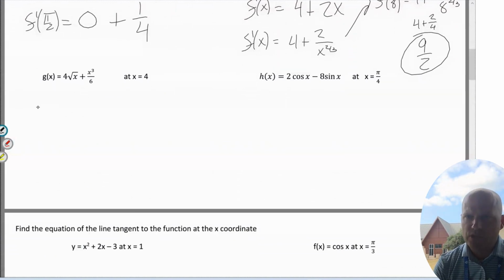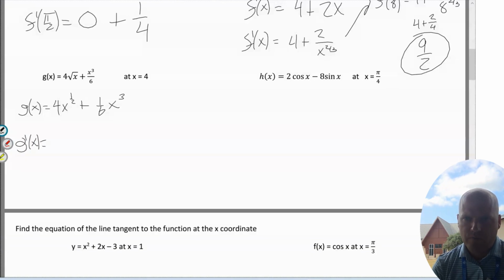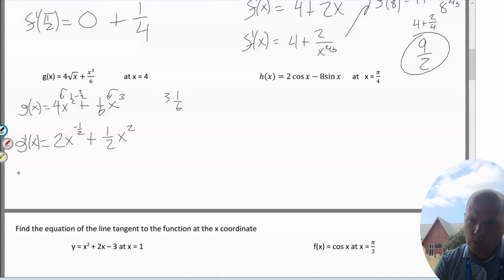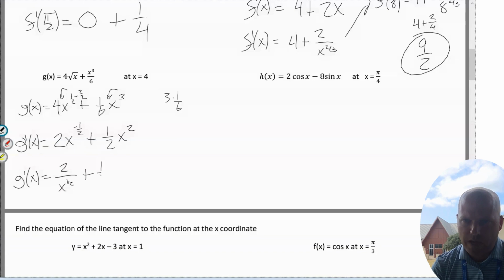Okay, some more of similar ones. I'm probably going to start by rewriting this as x to the 1/2 and rewriting this as 1/6 x cubed. I'm going to use my derivative rules for powers, make that 4 times a half, which is 2. Subtract 2 halves is negative 1/2. Going to take this 3, bring it down. 3 times a 6th is 1/2. Subtract 1, 2. Plug in 4. Maybe before plugging in 4, I'm going to write it as 2 over x to the 1/2 plus 1/2 x squared. Now I'm going to plug in 4.